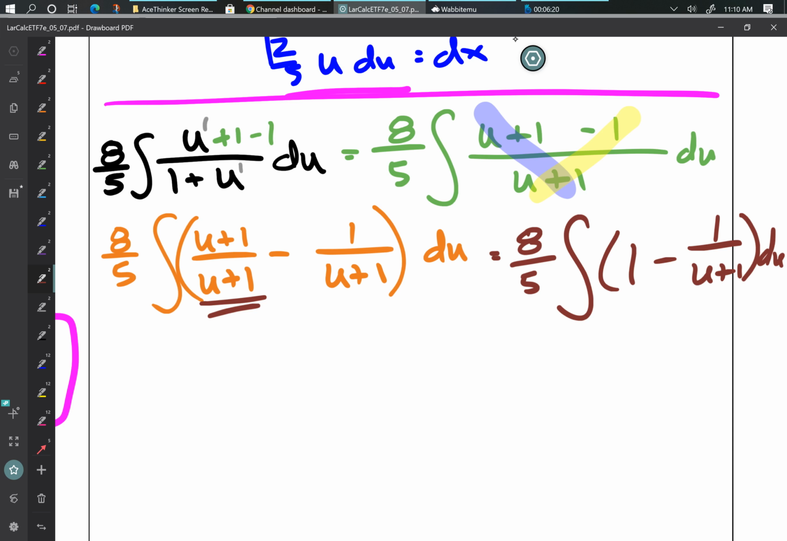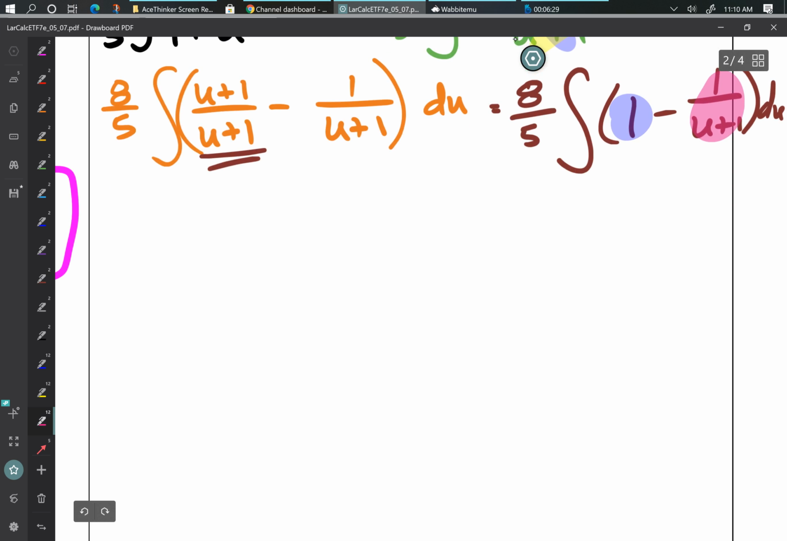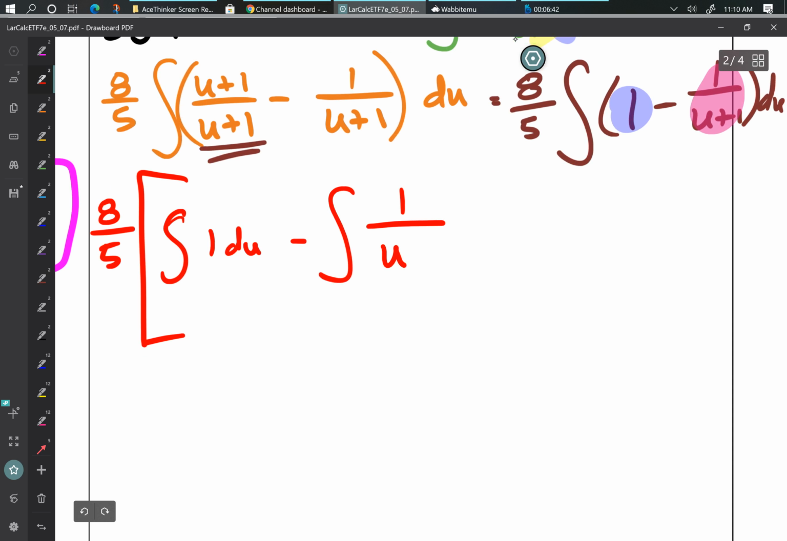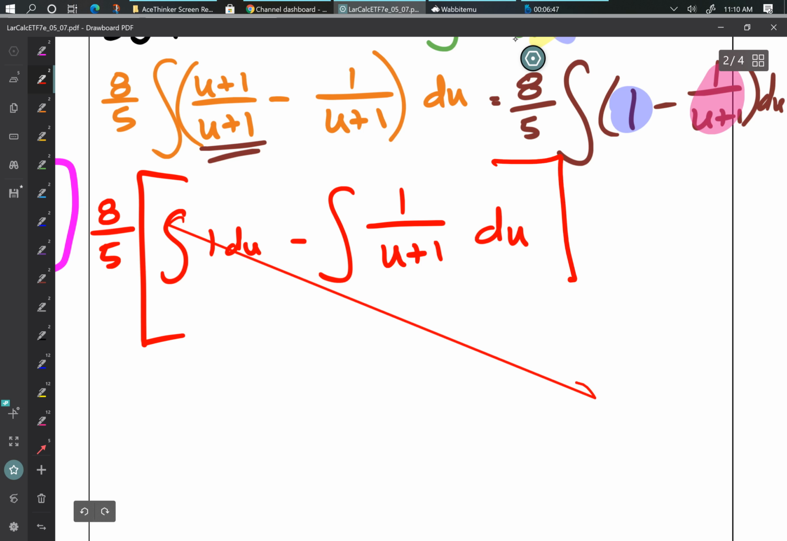Now I have 2 integrals here. I have the integral of 1 and I have the integral of 1 over u plus 1. So I'm going to rip it apart and write it as 2 integrals. So I've got 8/5 multiplied by the integral of 1 du minus the integral of 1 over u plus 1 du. I don't know what that was, some random stray thing.